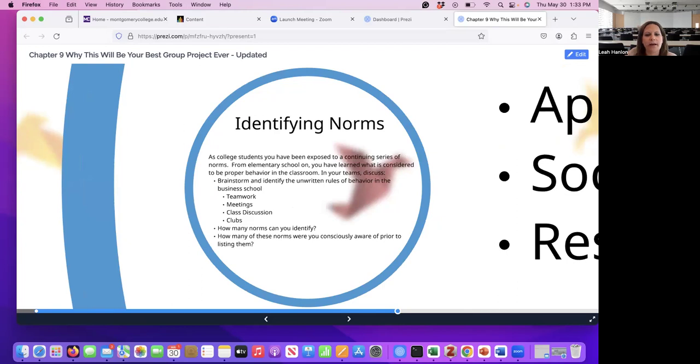Identifying norms. As college students, you have been exposed to a continuing series of norms. From elementary school on, you've learned what is considered to be proper behavior in the classroom. Take a moment and think about unwritten rules of behavior that are in the business school, teamwork, meetings, class discussions, and clubs. How many norms can you identify? How many of these norms were you consciously aware of prior to listing them?